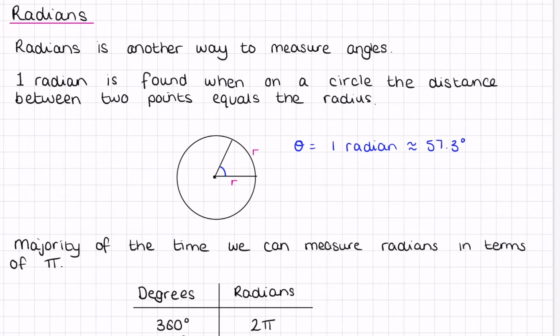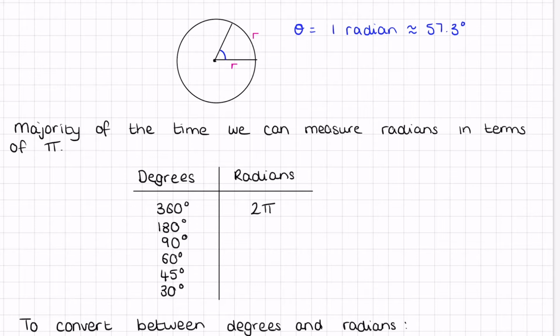Now, one radian is found when on a circle the distance between 2 points equals the radius. And if you actually measured that angle, you'd find that 1 radian is approximately 57.3 degrees. Majority of the time we can measure radians in terms of pi. Not always, but a lot of the time you will find that we will do that.